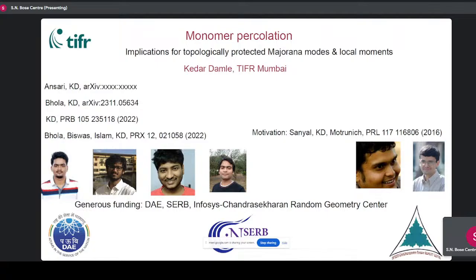So I'd like to begin by thanking the organizers for this invitation to advertise our work. I'm going to be talking about what I like to call monomer population. It's a little bit hard to define at the outset, but have a little bit of patience and you'll see what I mean. This is largely based on the work of Ritesh Bola, Shaunak Biswas, Muslim Islam, and Zaid Ansari, students from TIFR, all of them, when they did the work at least.